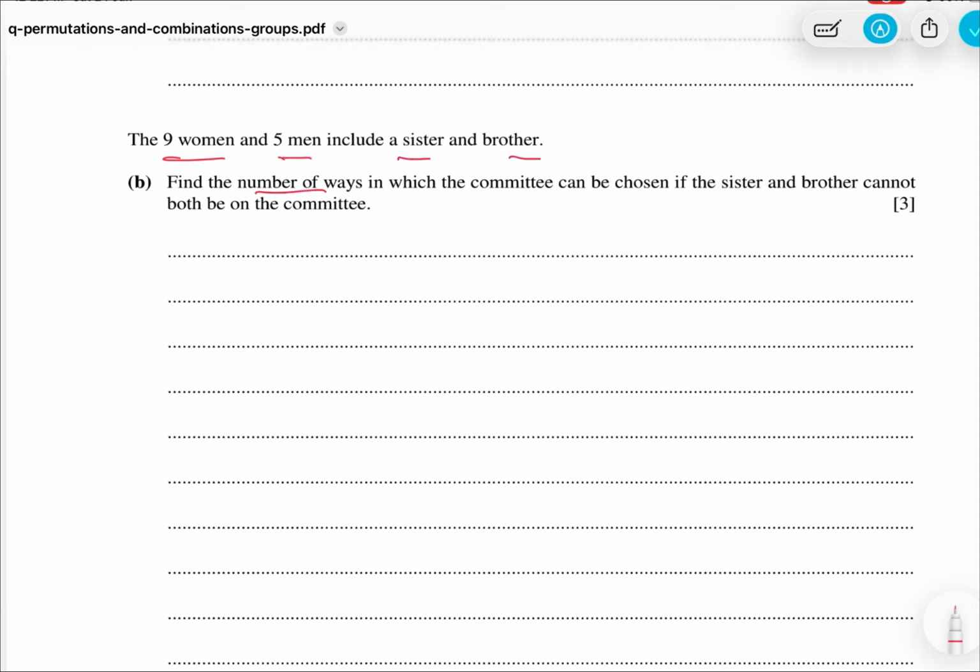Find the number of ways in which a committee can be chosen if a sister and a brother cannot both be on the committee. Okay, so it includes a sister, that would be a woman, and a brother, that would be a man as well, right? There are various ways of solving this question. You can try a different approach as well.